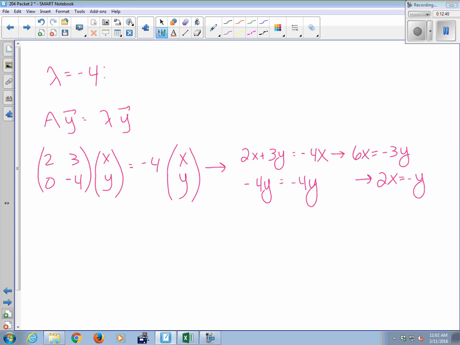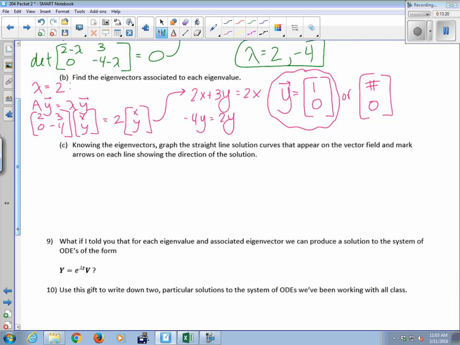So I go to my first equation, and if I made x 1, y would be negative 2. Again, there are infinite vectors that would make that equation true. So you could also pick negative 1, 2. Something like that. All right, so there's my second eigenvector.